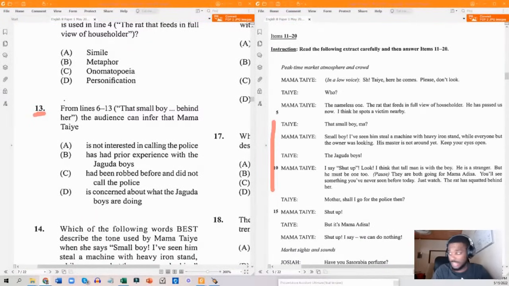These lines tell us that Mama Taiye has had experience with the Jaguda boys. How do we know she has experience with them? We see here that "I've seen him steal a machine." So she's telling us the experience she has with him. She has seen him do all of this while the owner wasn't looking, right? And she goes on to explain what the boys are going to do based on her experience. So she knows these thieves. She knows what they're capable of.